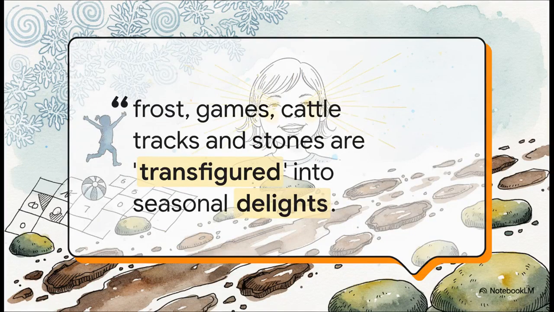The text describes the gay garden that was childhood's. But we must remember, it was just a simple rural landscape. It is only in the eyes of the child that the frost, the rough cattle tracks, and the muddy stones are completely transfigured into absolute delights. The magic doesn't reside in the objects themselves. It resides in the innocent, faithful perspective of the viewer.